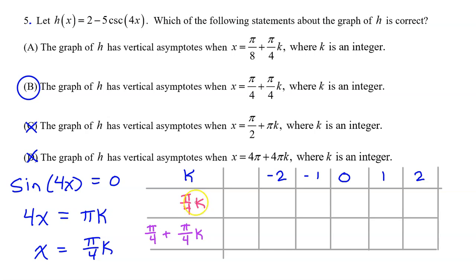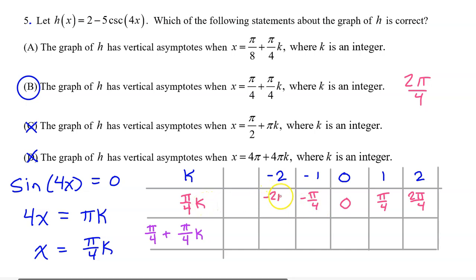First, consider the multiples of pi over 4. When k is 0, that's 0 times pi over 4, which is 0. When k is 1, that's 1 times pi over 4, which is pi over 4. When k is 2, that's 2 pi over 4, which would reduce, but I'm going to just leave it as 2 pi over 4 to make the math easier. When k is negative 1, that's negative pi over 4. And when k is negative 2, that's negative 2 pi over 4.